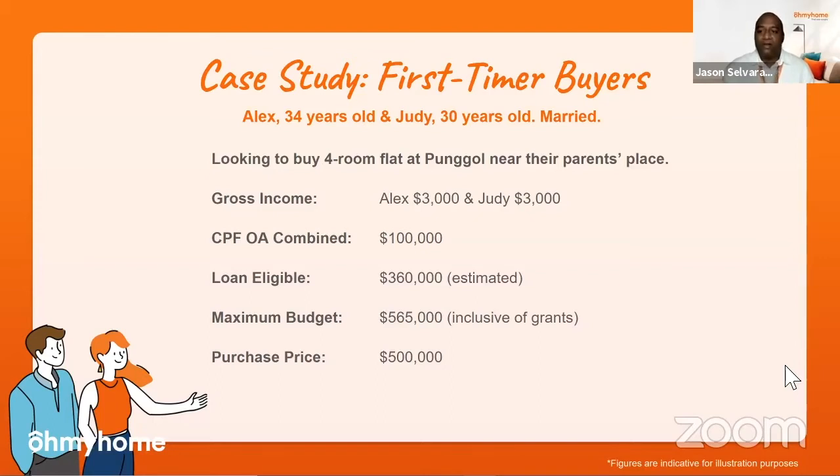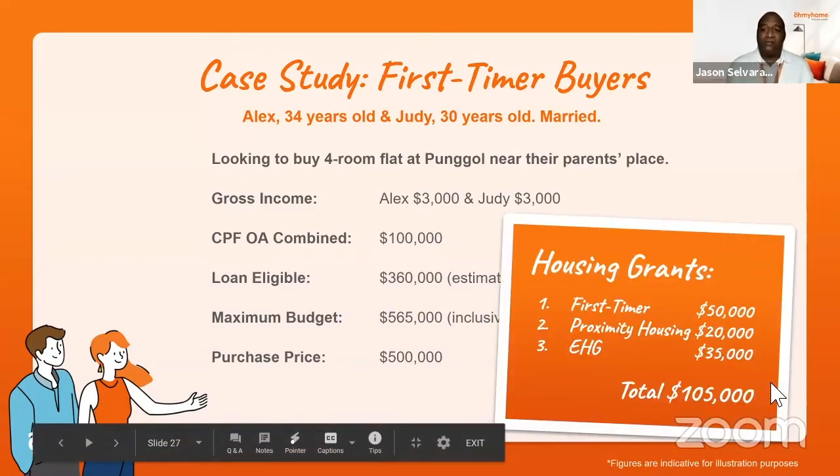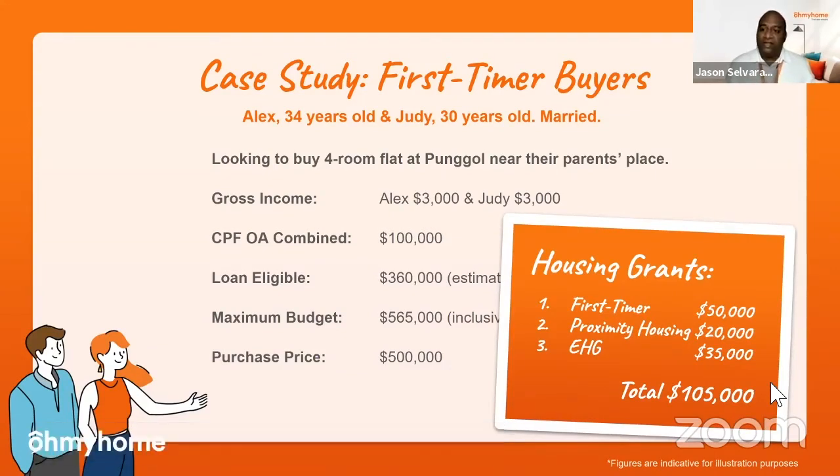Their combined ordinary account balance in their CPF is $100,000, and they are both eligible for total housing grants of $105,000. Now, they are also eligible for an estimated loan of $360,000. Therefore, their maximum budget is $565,000. Now, we brought them around to see many units in Punggol, and finally, they have shortlisted a property at a sale price of $500,000.